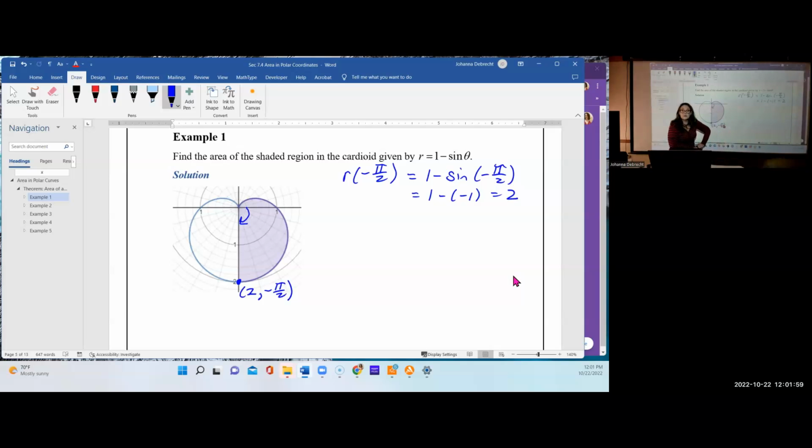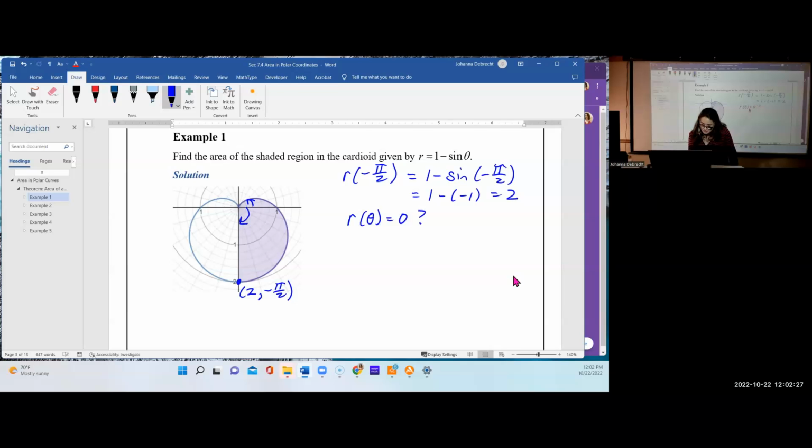Now I want to sweep out the area in a counterclockwise way. So counterclockwise is the positive direction. So now I need to go up to this angle here. Now, if I'm going up to this angle here, I need to know what that angle is when it reaches the pole. So notice this is where it touches the pole. Well, at the pole, the value of r is 0. So r of theta equals 0.